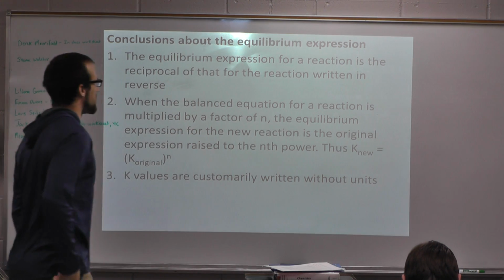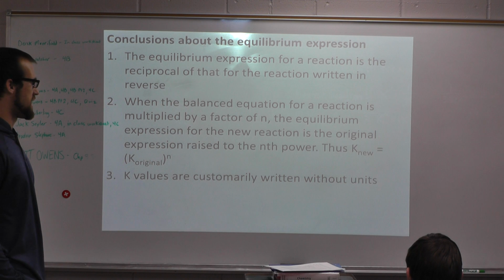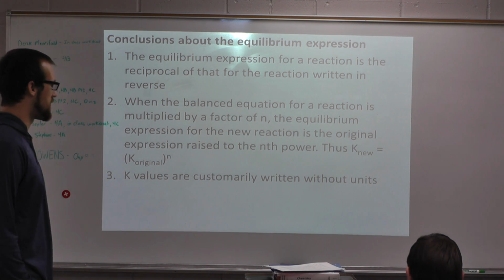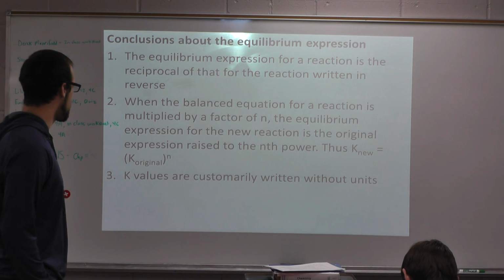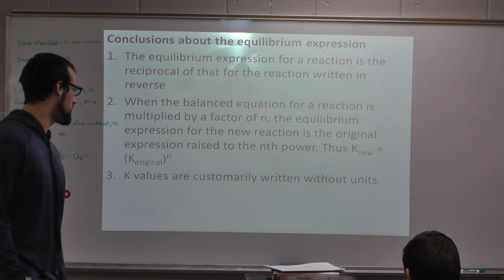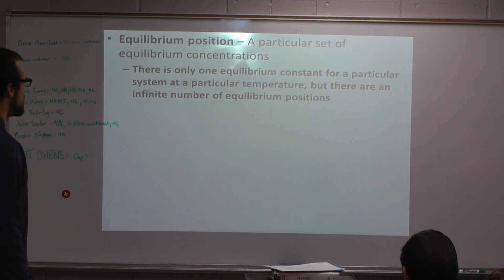Right here's just kind of some conclusions. It's just saying that your forward and your reverse are the inverse of each other, and the relationship between K values if you multiply by a factor. Oh, and there's where it says your K values do not have units. I didn't know that was in there, so sorry for making you write it in.